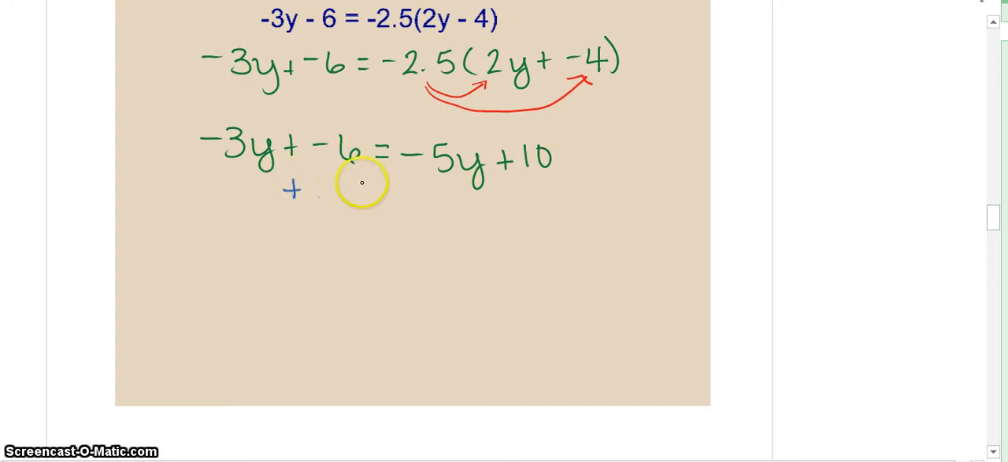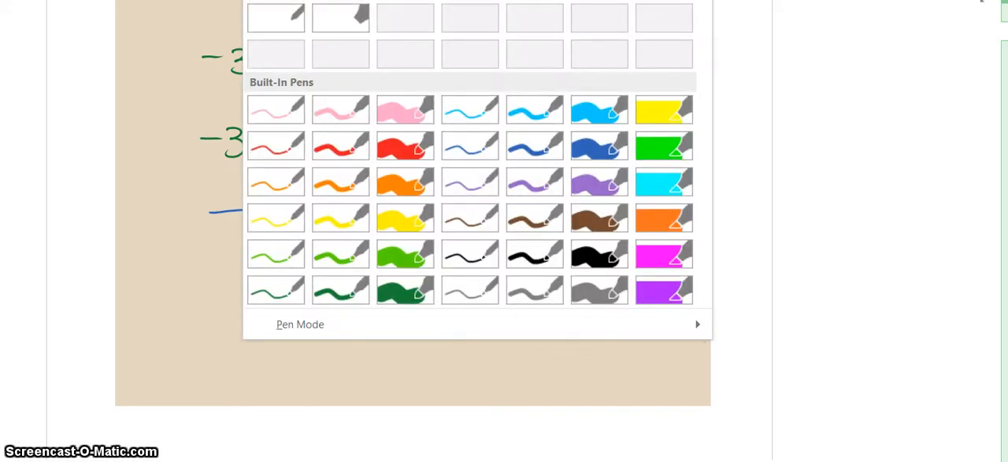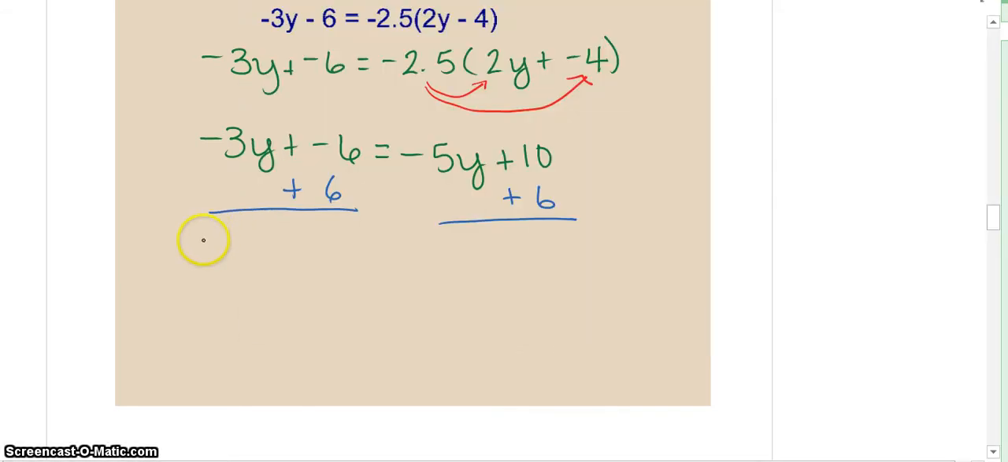I'm going to start by getting rid of my negative 6. It actually doesn't matter which one you start with, but I'll try to be consistent and do it the same way each time to make it easier to follow. So I'm going to get rid of the negative 6 by adding the opposite to it, which is positive 6. And that's going to give me, when I simplify, negative 3y, and those 6's cancel. On the left, bring down my equals, and I have negative 5y plus 16 on the right.